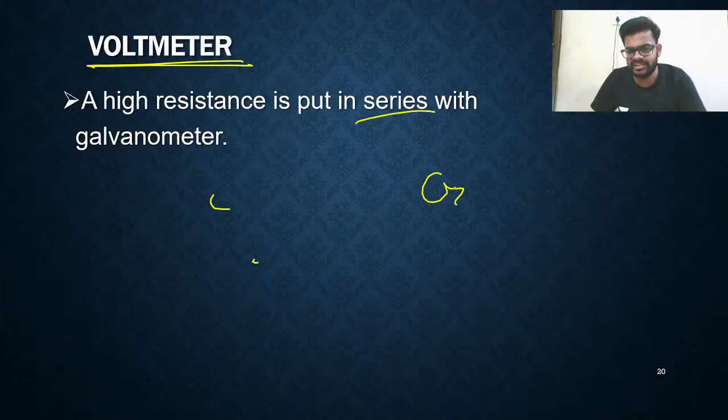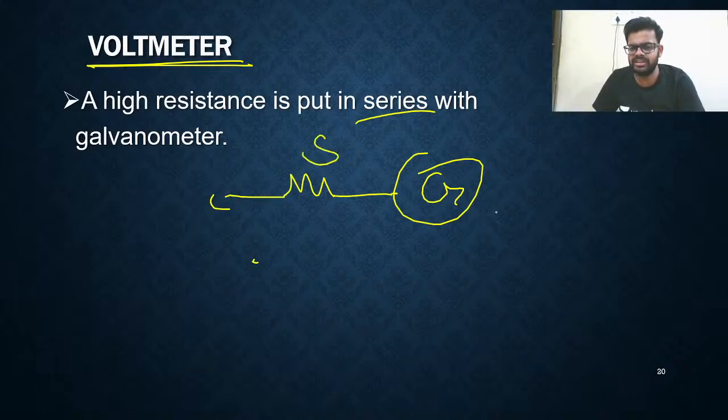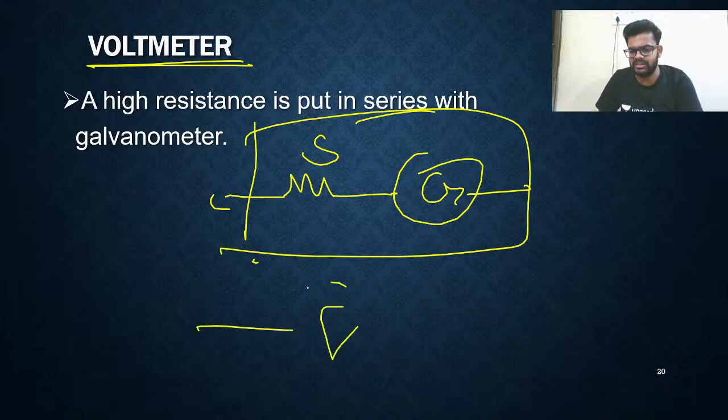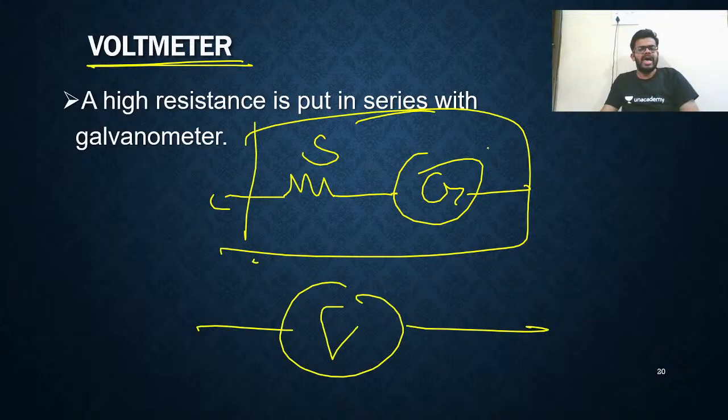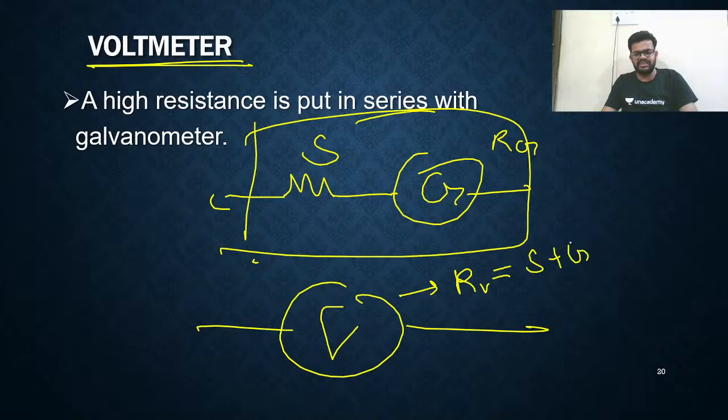Okay. So I'll say this is galvanometer and this is shunt. Both should be added in series combination. So this entire system is called voltmeter. And let's say its resistance is Rg. So you will say resistance of voltmeter is equal to S plus Rg. That's all.